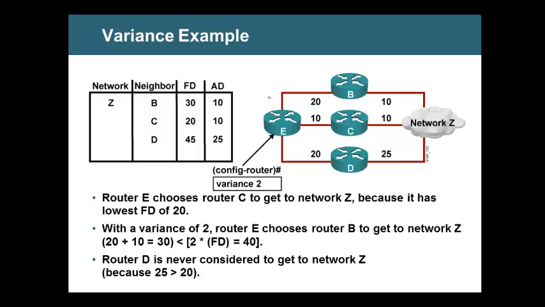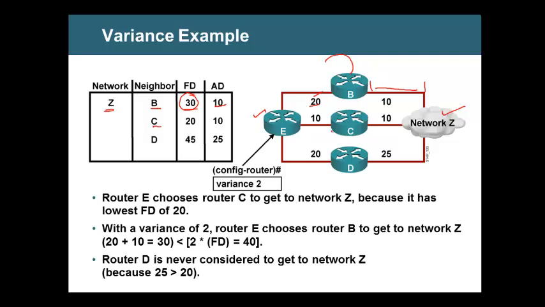Look at this. Router E has got 3 paths to reach network Z. If it goes via B, the feasible distance is 30. What is feasible distance? The total distance. Advertised distance is 10. B is advertising 10, correct? 10 is what you see on this side. And the metric between E and B is 20. So totally 30. 30 is the feasible distance, 20 plus 10.